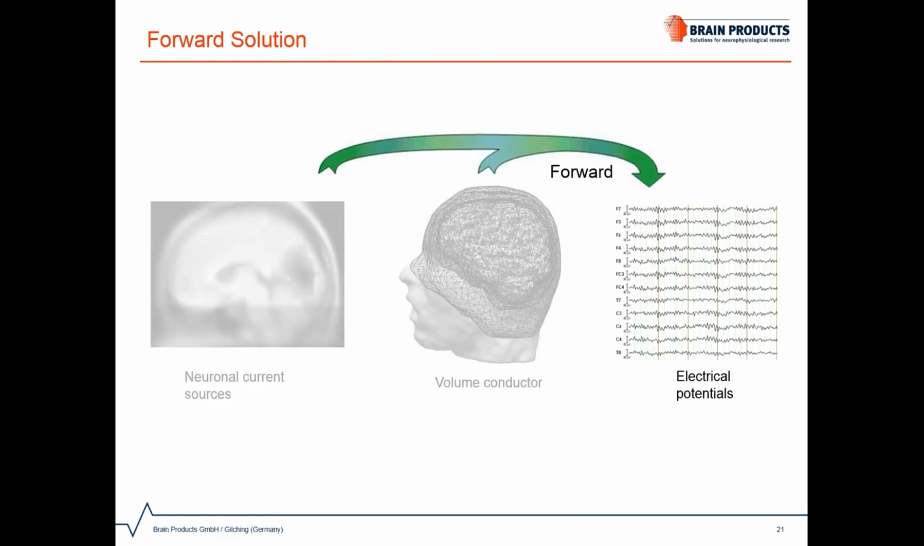So far we have discussed how to model the neuronal current source and the tissue of the head, or the volume conductor model. Now let's move on to the final stage, which is solving the forward problem, that is, calculating the electrical potentials.